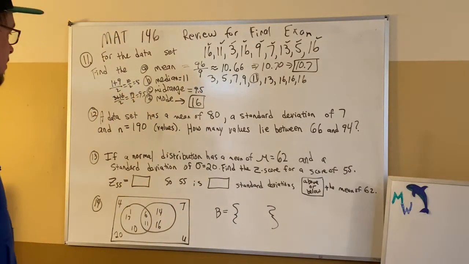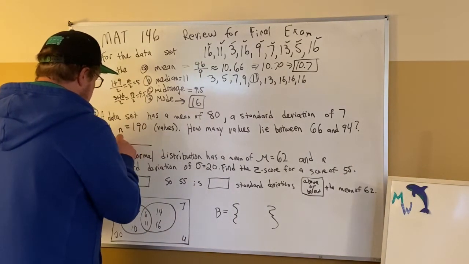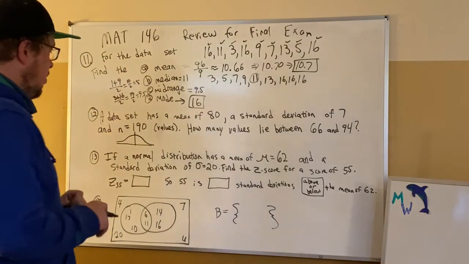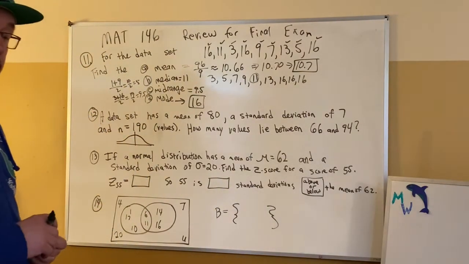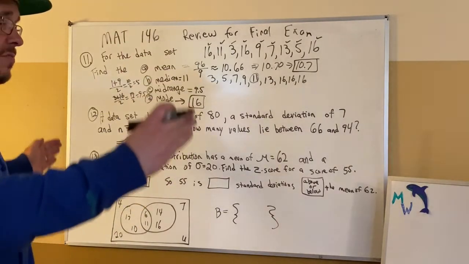A data set has a mean of 80 and a standard deviation of 7. N is the 190 values. How many of these values lie between 66 and 94? So I begin here looking at what's going to come out on my normal curve using the empirical rule, which is, we got plus and minus 1, plus or minus 2, plus or minus 3.